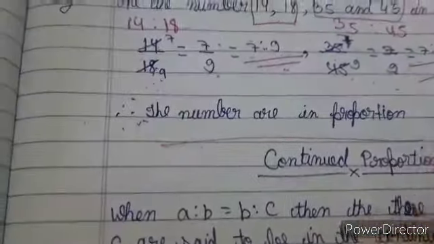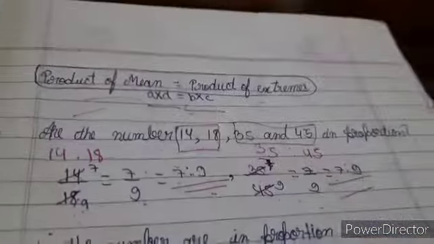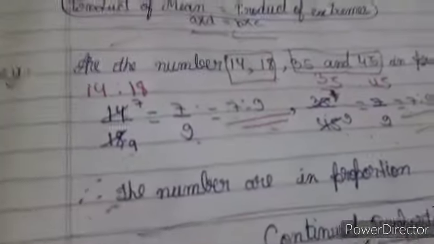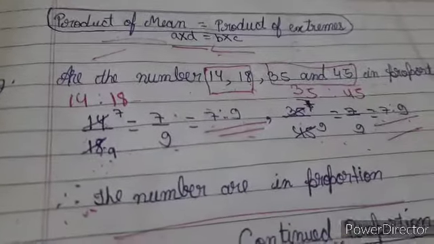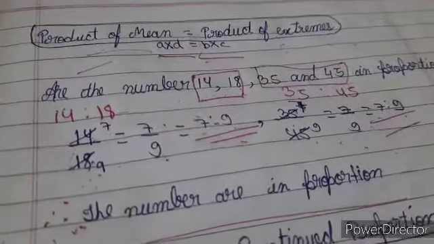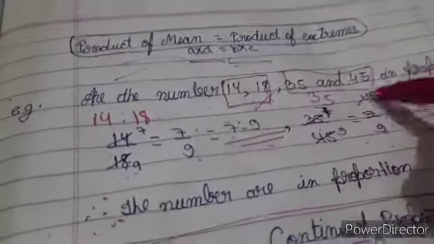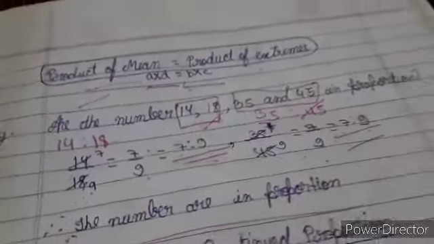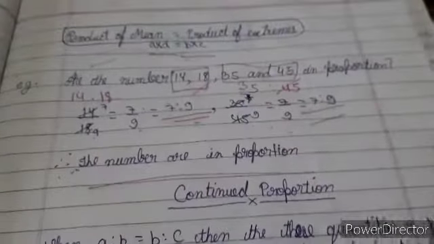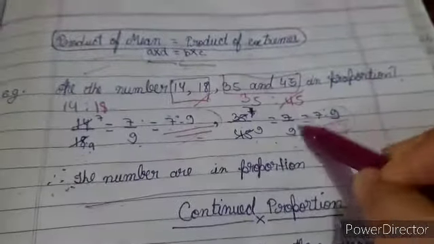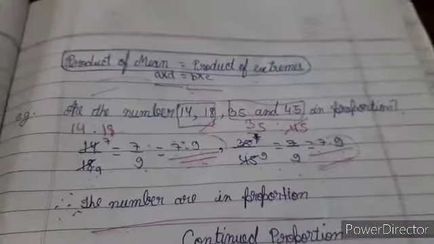Now since we know that this is in proportion because they both are the same. Whatever the numbers are, if the numbers are changed, this is a changed number and this is a changed number, but we have solved both and the answer came the same, so they are in proportion.